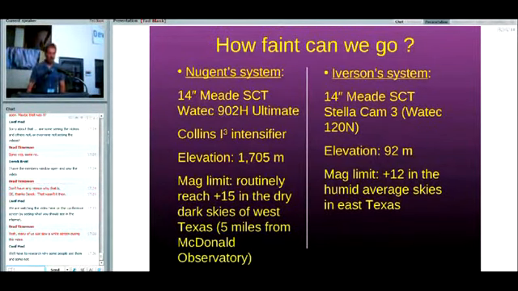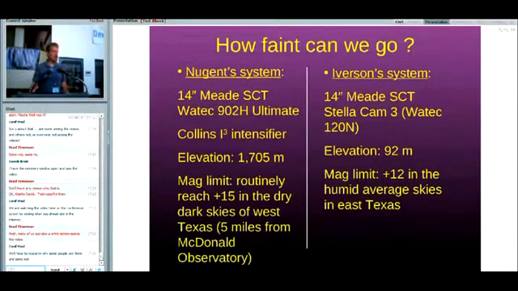Now, how faint can we go? Well, I showed you a video with some 12th magnitude stars. Typically with my system and the image intensifier and my observatory located in West Texas, a very good location, I can see routinely down to magnitude 14 and 15 on a regular basis. So those are a very large database of double stars to be measured.